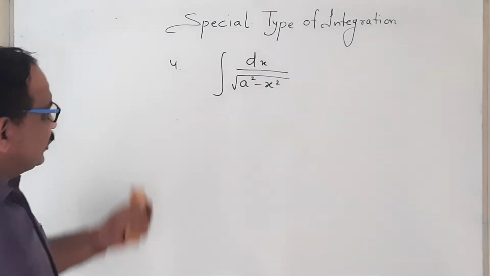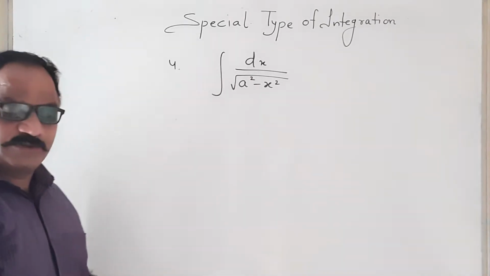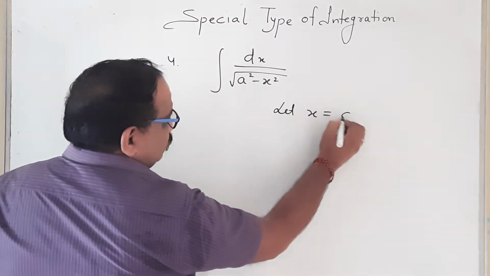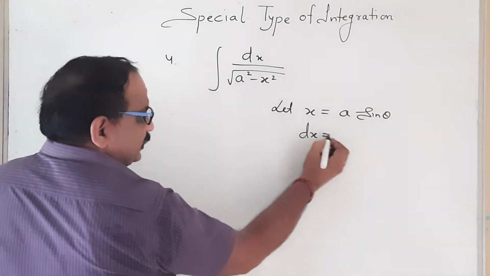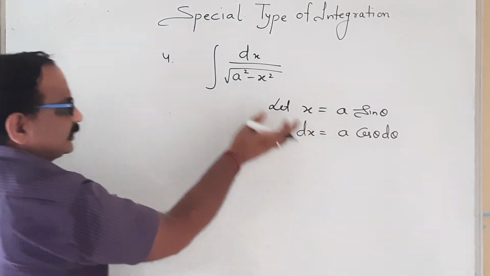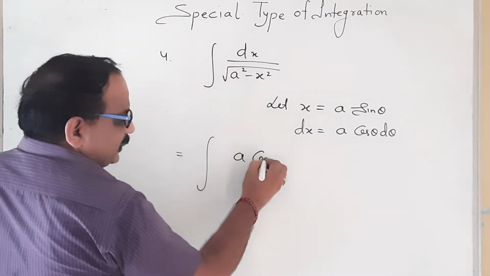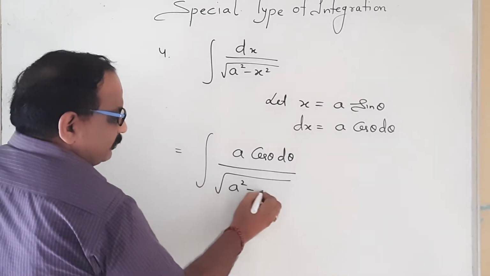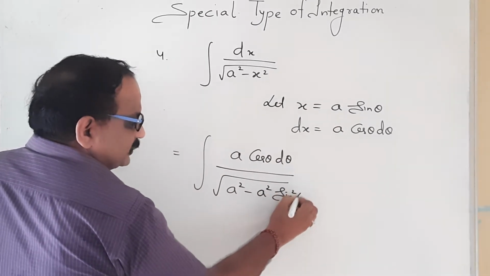Just see. Say this is for simplification. Integration dx upon under root a square minus x square. What do I have to do? We have to substitute the value x equals a sine theta. Then we differentiate: dx equals a cos theta d theta. We have to place both in the given integrand. In place of dx, we get a cos theta d theta divided by under root of a square minus, in place of x, a square sine square theta.